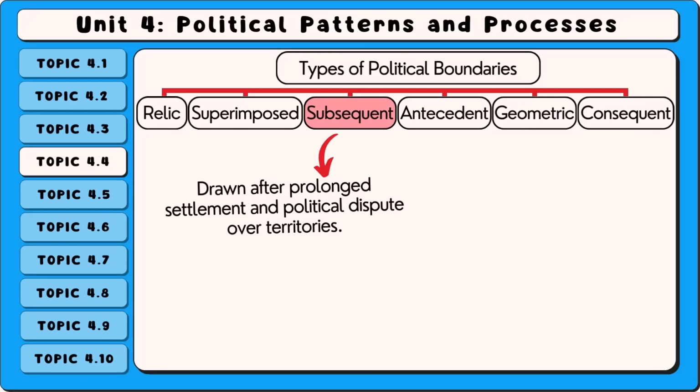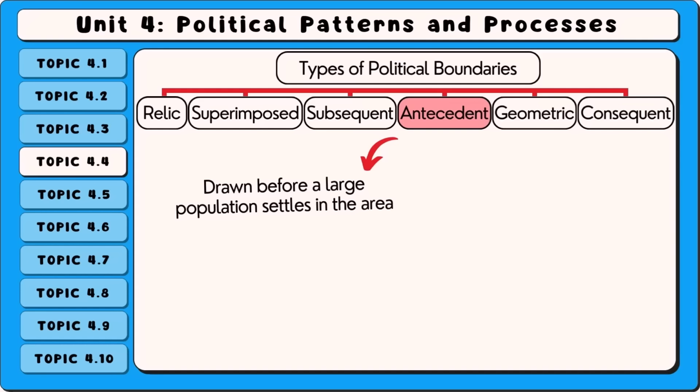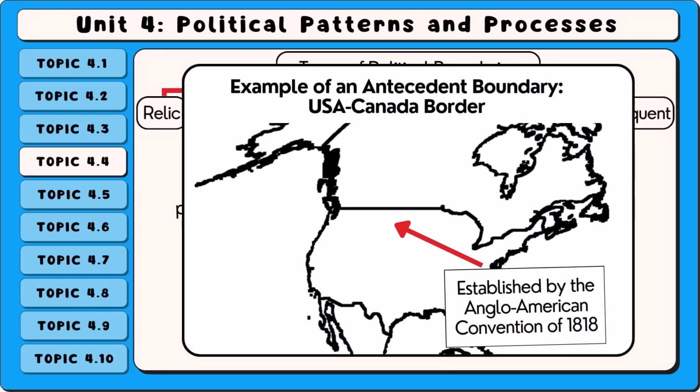Subsequent boundaries are drawn after prolonged settlement and political dispute over territories. But antecedent boundaries are drawn before a large population settles in the area. Because antecedent boundaries are drawn early, they usually avoid disputes over cultural or ethnic divisions. For instance, the boundary between the United States and Canada along the 49th parallel was established before much of the land was settled by colonizers.